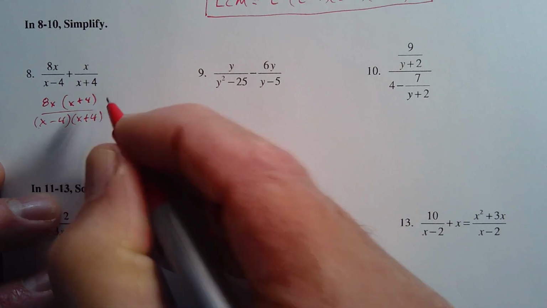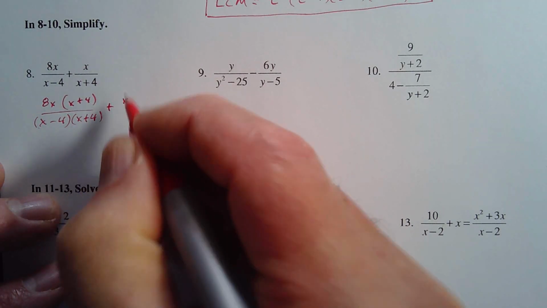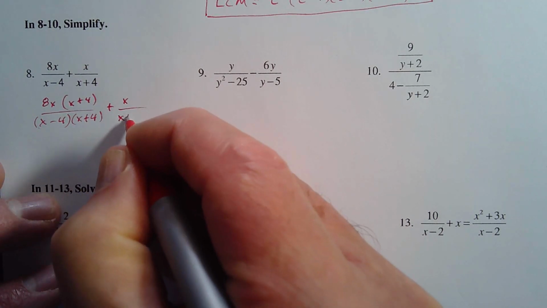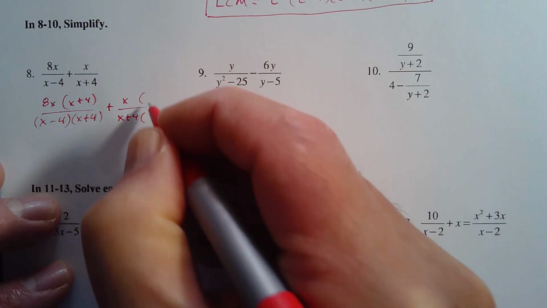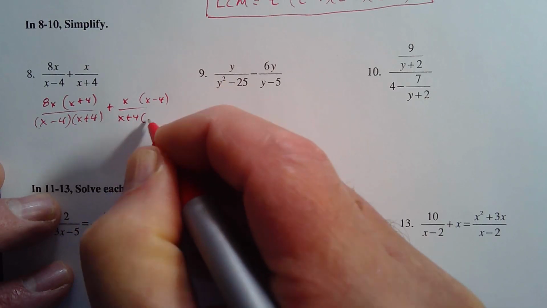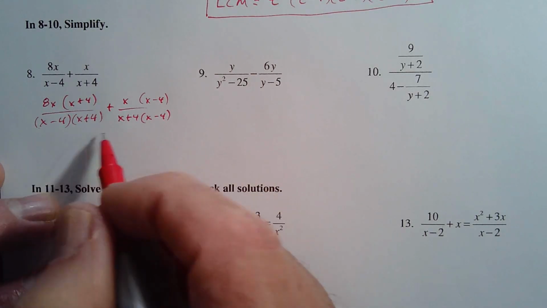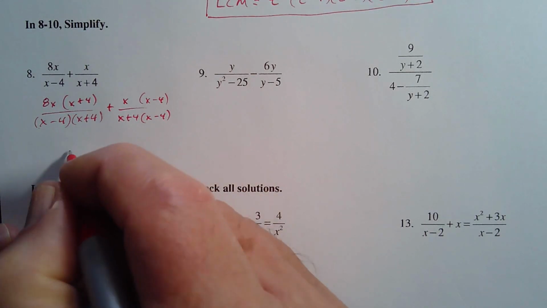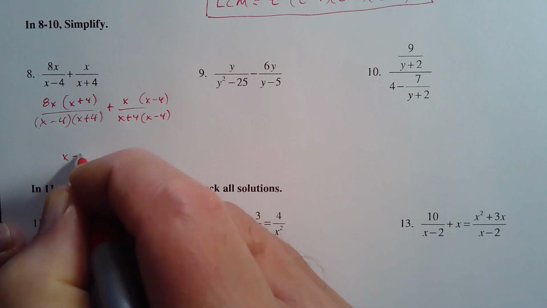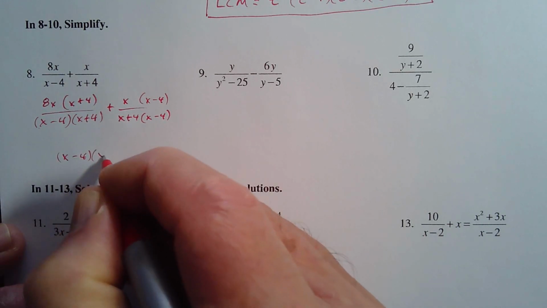Then I have a plus sign, and I'm going to do the same thing, but now I have an x plus 4 there already, so that means I'm going to have to multiply by x minus 4 top and bottom. That keeps it fair. That gets me a common denominator. I'm just going to leave it like that. x minus 4 and then x plus 4.